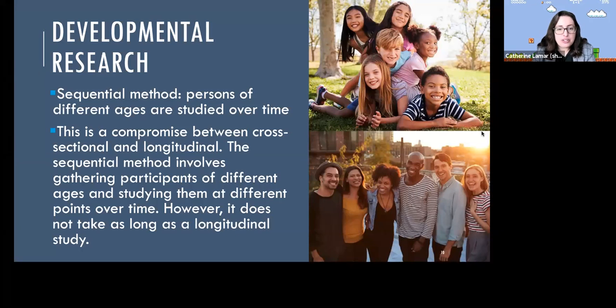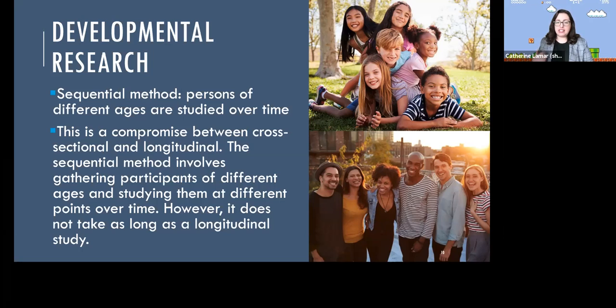You see, the sequential method is kind of like a compromise between the cross-sectional approach and the longitudinal approach. The sequential method works by choosing people of two different age groups. And technically, again, you could have 3 or 4 different age groups if you want, but the most simple sequential method has a younger group and an older group. And these two groups are studied over a period of time, but the length of time is shorter than what you would see for a longitudinal design.